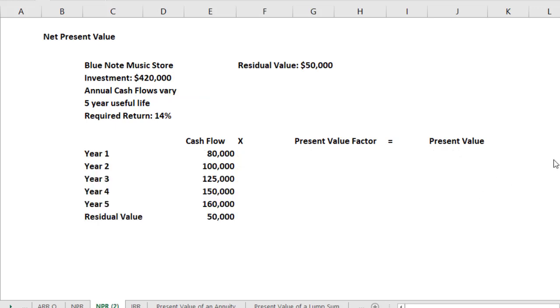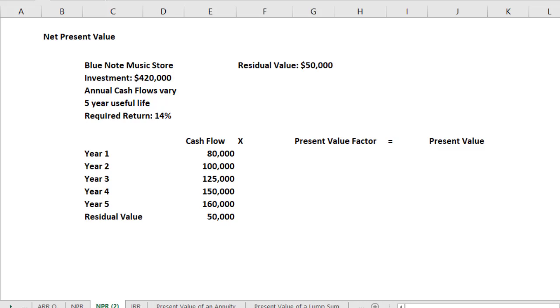What if the cash flows for the music store were going to be different? The cash flows were going to be different amounts each year. Well, we can't use the present value of the annuity tables. Instead, we have to look at each year individually, and we have to consider how much each year's cash flow is going to be worth discounted for the present value.